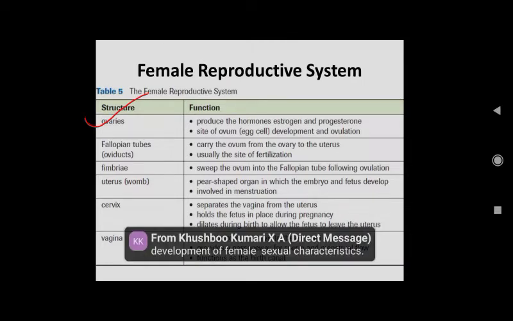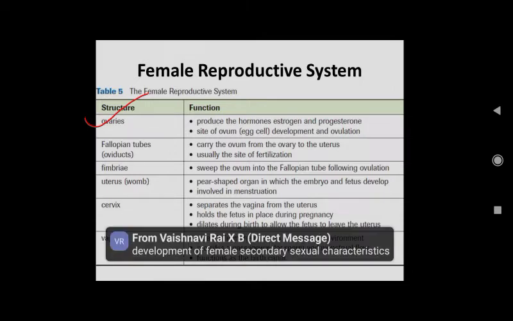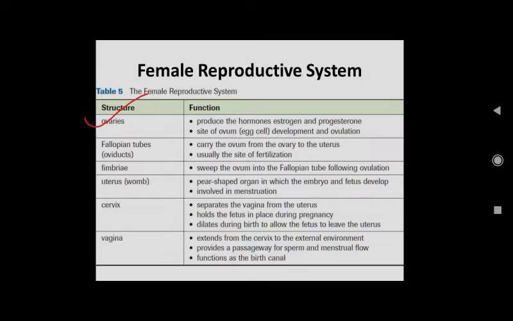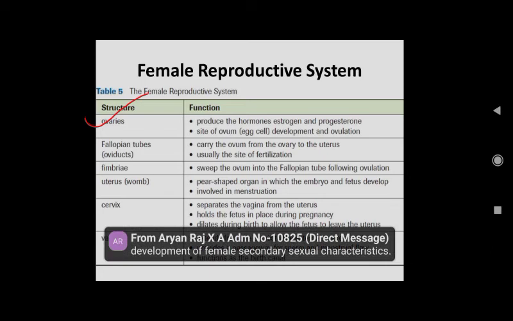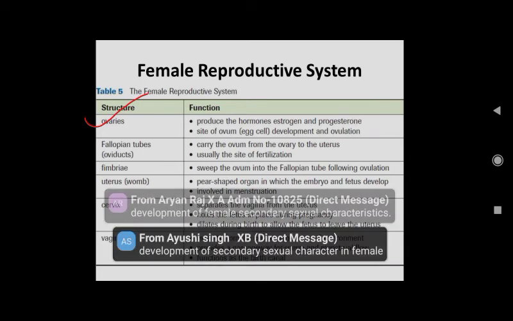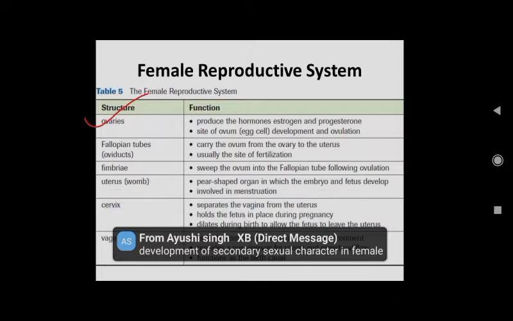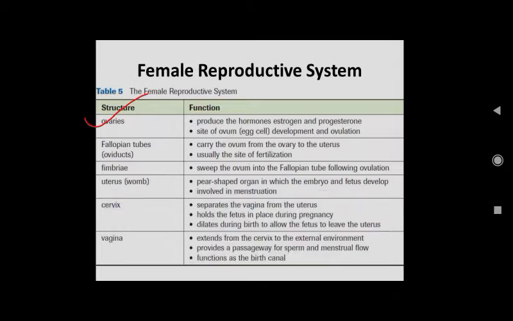Development of female sexual characteristics. Okay. Yes, I want the answer from all the students. Regulates growth, development and physiology of the human reproductive system. We should be specific, whether male or female: development of secondary sexual character in female. Yes, students, some of you have given the correct answer.